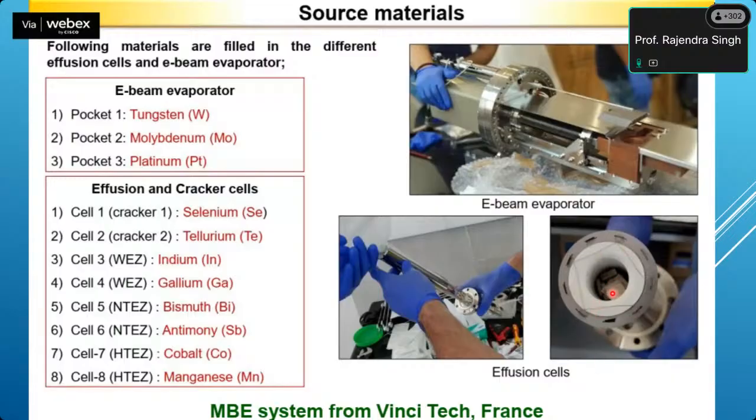This is the material. Suppose in this you have selenium or indium or gallium, and then it is heated. So this is the crucible. Okay, this is the crucible, and then you can see, let's say, how it is loaded. Okay, there are heaters and so on, and then it goes inside the MBE chamber.